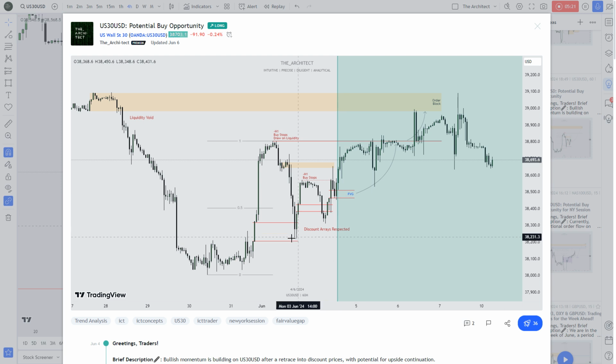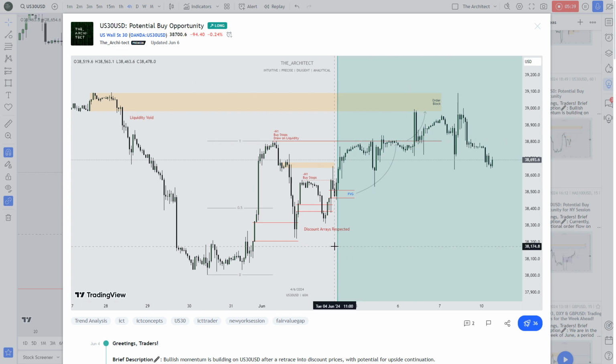So we can see how price was respecting these discount arrays. Smart money is continuously accumulating long orders. I was having to see this bullish fair value gap hold and price continue towards the upside. My first objective, of course, was these buy stops. And then, of course, the second objective was that bearish order block.